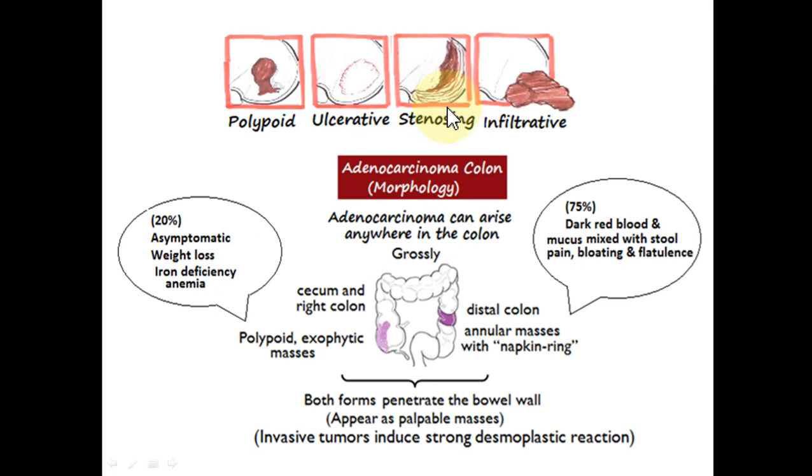Sometimes the cancer induces a strong desmoplastic reaction. By that we mean formation of excess connective tissue, and it may narrow and potentially obstruct the intestinal lumen, and this type of change is known as stenosis. Some lesions may take the form of infiltrative lesions, and they invade the nearby tissue and very quickly infiltrate.